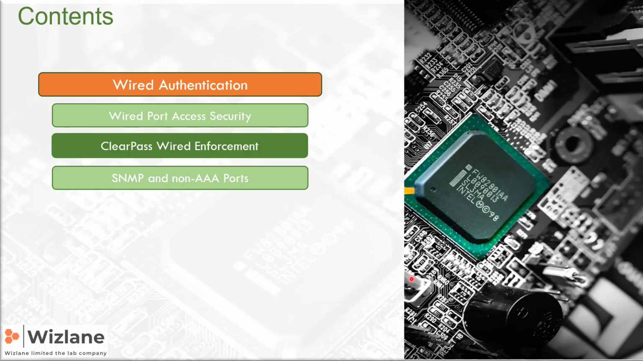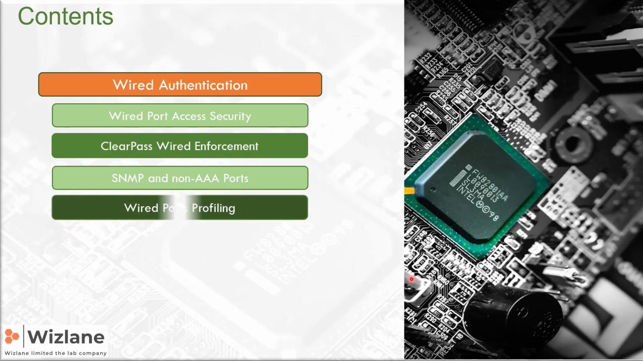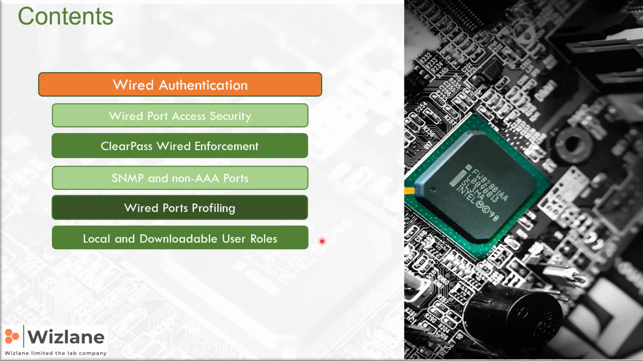Now, also the integration of SNMP between the NAD device, which is the switch, as well as if there's non-AAA ports, i.e. some devices connect to the interface and they do not attempt to perform AAA authentication or any form of authentication, can we control? Wired port profiling, so when users connect and perform .1x authentication, for example, how can we understand who is connected and so on. Then we'll delve into the user roles, the two types, local and downloadable user roles.